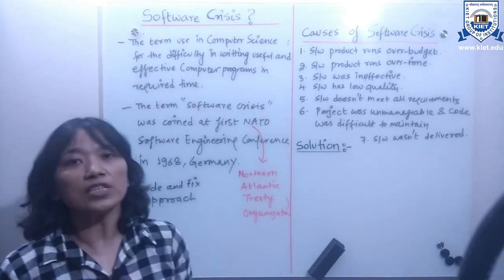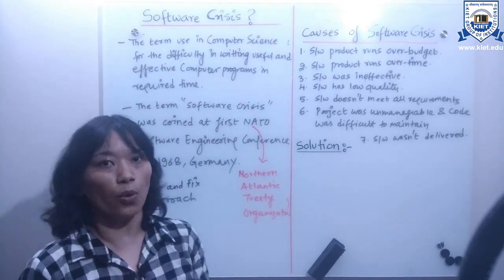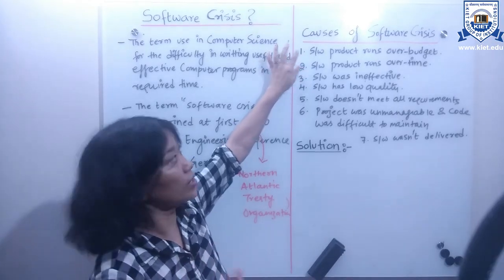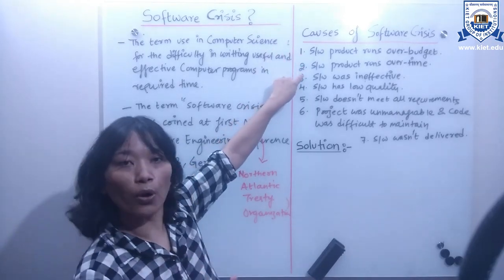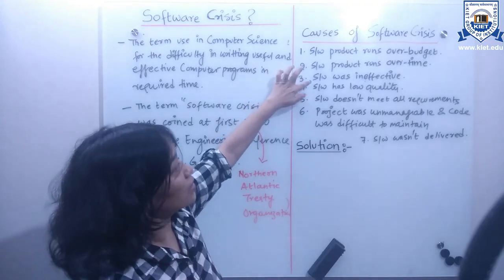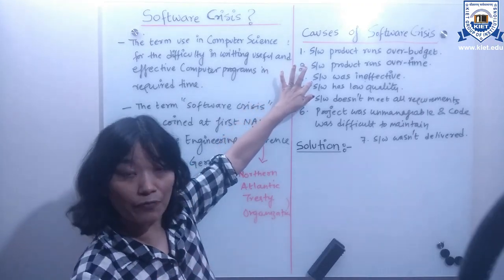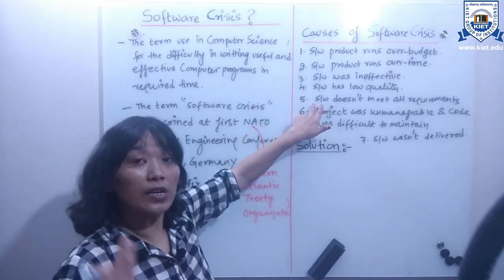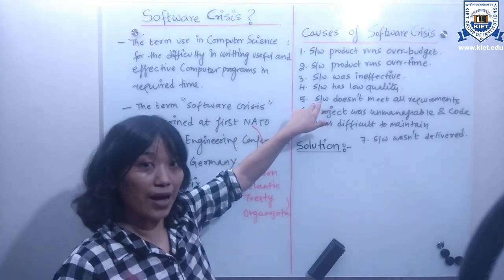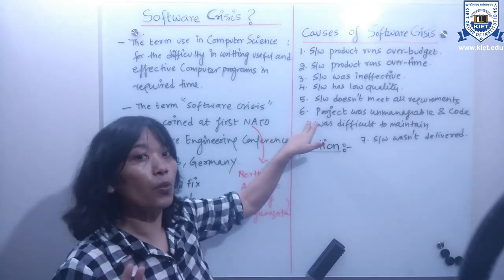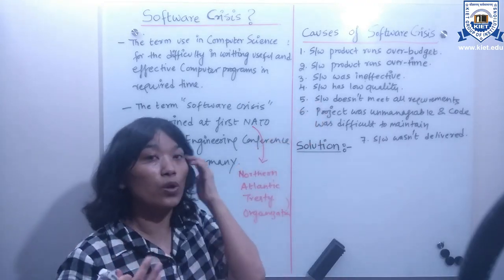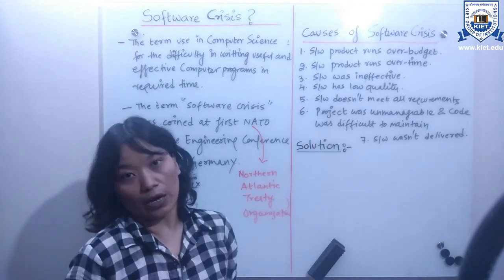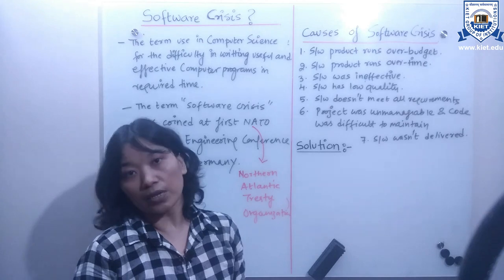So the causes of software crisis were: the first one, software product runs over budget. The second one, software product runs over time. The third one, software was ineffective. The fourth one, software has low quality. Software does not meet all the desired requirements. Project was unmanageable and code was difficult to maintain. And the last one, software never gets delivered. So these are the reasons.